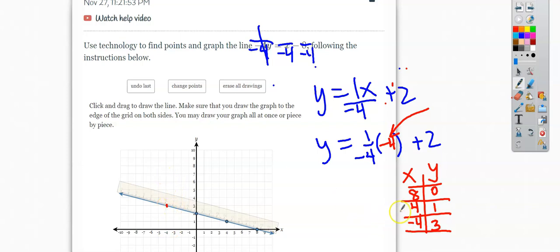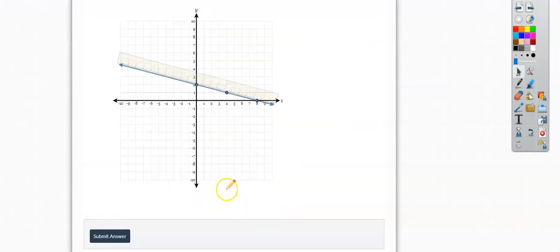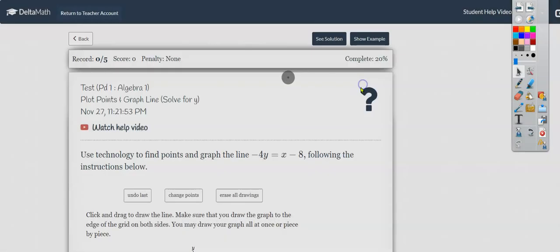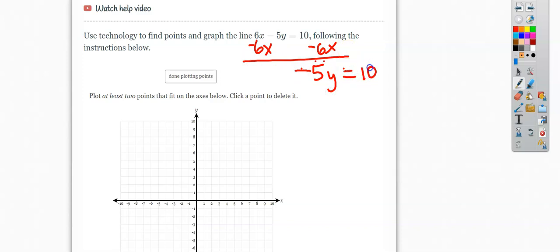So if you don't have a TI-84 to generate your own points, you have to insert a value in for x and do the math to find the output for y. And once you do that, you can graph your linear function. So again, I'm going to isolate for y. This time I'm going to move the 6x to the other side. So negative 5y equals 10 minus 6x. Then I'm going to divide by negative 5. Divide by negative 5.